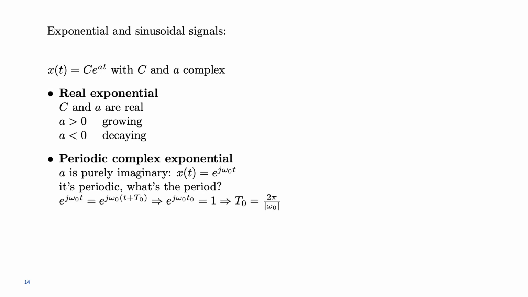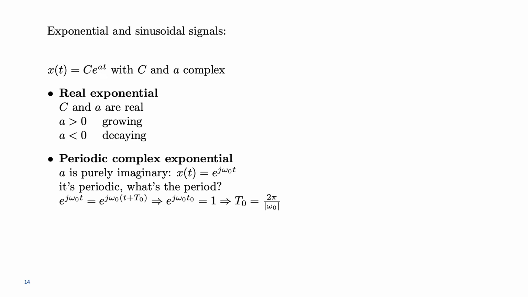Another case is the one of the periodic complex exponential. So again, take the general expression up there, but now instead of considering real a, consider a purely imaginary a. So for example, a is j omega 0. It's a purely imaginary number. Then you get x of t equal to what? e to j omega 0 t. In this example, c is equal to 1. It doesn't really matter, as long as it's real, right? So you obtain x of t equal e to j omega 0 t.